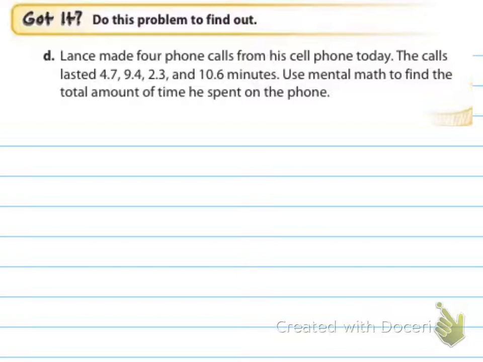Lance made 4 phone calls from his cell phone today. The calls lasted 4.7, 9.4, 2.3, and 10.6 minutes. Use mental math to find the total amount of time he spent on the phone. Now, although you're using mental math, I'd like for you to write down what groupings you did and what order you chose to put it in. Did you leave it in this order? Did you choose to group some things to make your math a little bit easier? Pause the video now and let's do this.